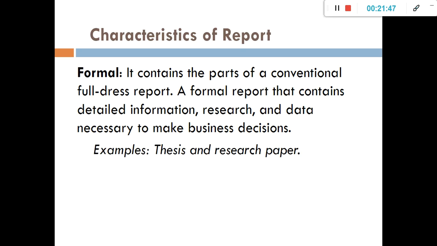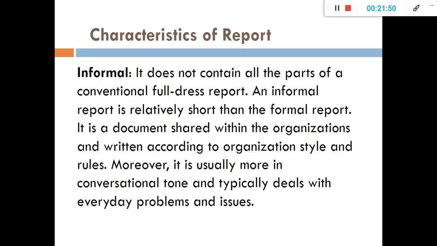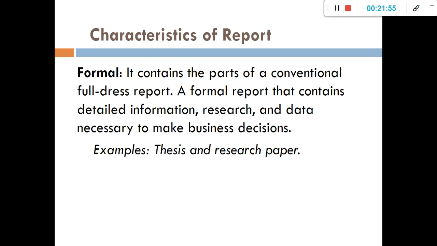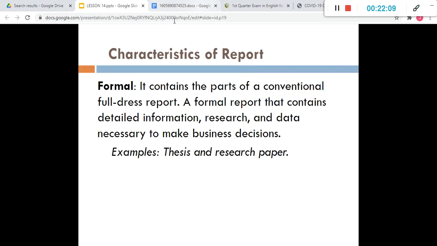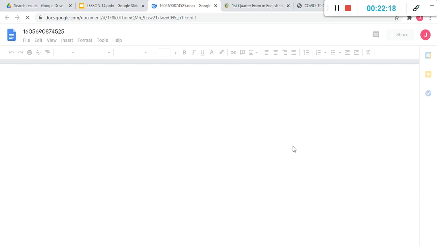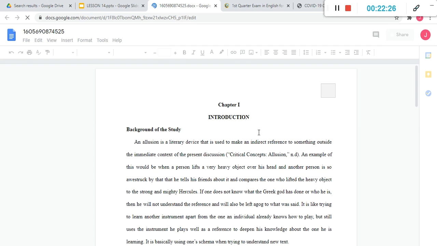A formal report that contains detailed information, research, and data necessary to make a business decision. Okay, thesis and research paper. When it's informal, okay, it doesn't contain all the parts. So, that's the difference of the two. When we speak of a formal report, all the characteristics or the structure of a report must be present. Just like what we have seen in our example earlier, such as this one. This one is an example of a formal report. Where is it? Here, the thesis that I showed you last time. It's just loading so far. This is an example of a formal report.